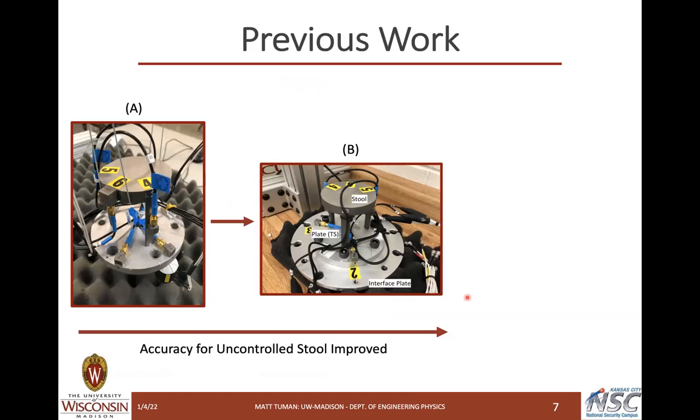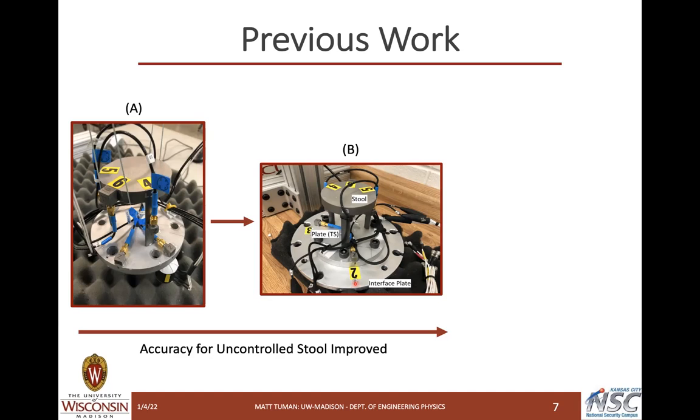In our previous work, we tested configuration A and configuration B. The only difference between these two was that configuration B had more of the original structure that flew on the rocket, which is this attached interface plate. What we found for both configurations is that we were able to control the plate relatively well, but the response accuracy of the uncontrolled stool was better for configuration B.